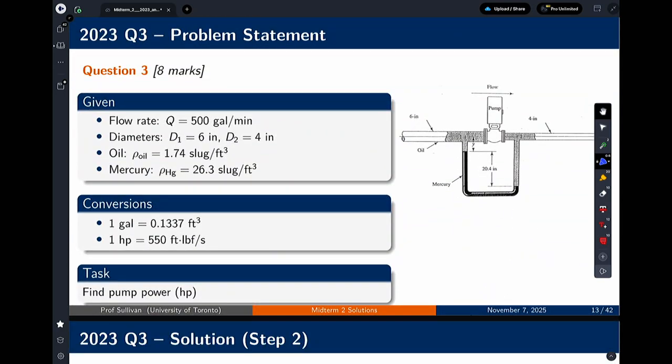Every time you do one of these exams, there's a tendency to look at the old ones and say the new one is harder.